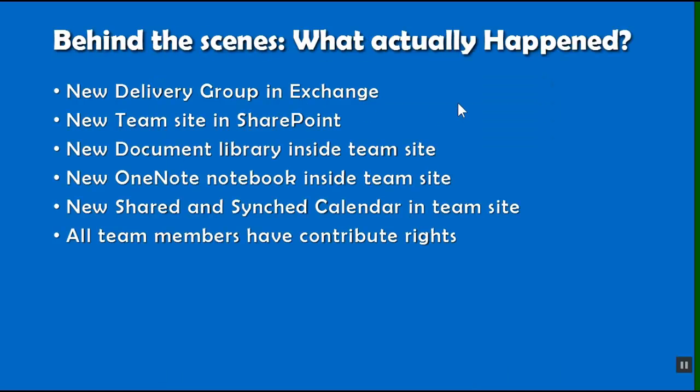Because you are IT people, I'll show you what it did behind the scenes. It created a delivery group in Exchange. It actually created a team site in SharePoint. And then it created a document library and added a OneNote notebook to it and gave everyone the relevant rights. None of these features is new. Each of these could have been done 12 years back. The problem is, to create a DL, you have to go to a separate person. To create a SharePoint site, you have to go to a separate person. OneNote, nobody knows, so nobody's going to make it. It's that bad.